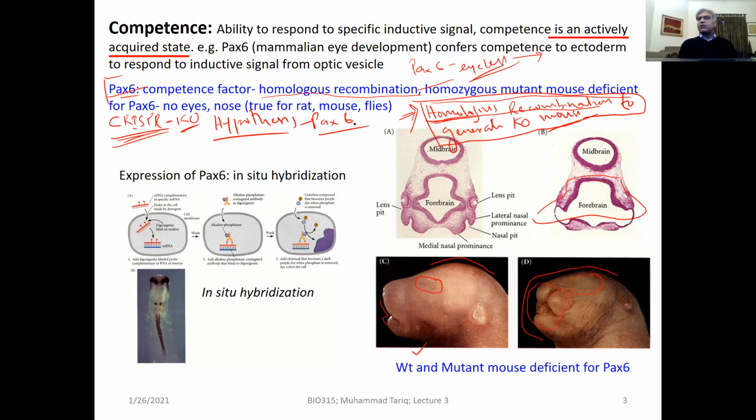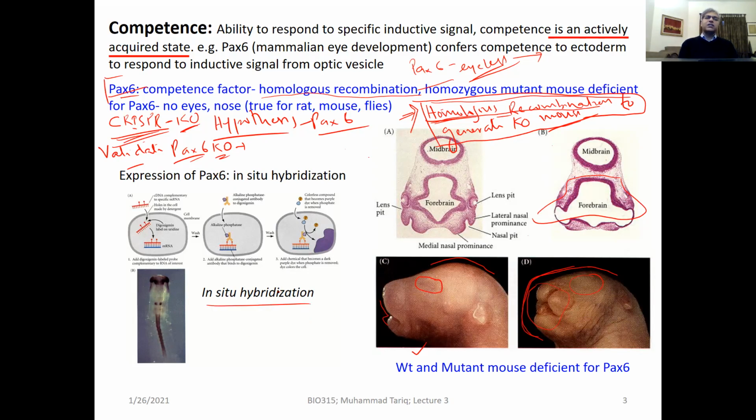But I have to validate, I have to prove that indeed PAX6 is gone. Homologous recombination or CRISPR or any other tool which you are using to generate non-functional PAX6 may target somewhere else as well, although they are very, very specific tools. But there are always exceptions where we have off-target effects. So in order to show that this phenotype is due to loss of PAX6, we can do in situ hybridization.